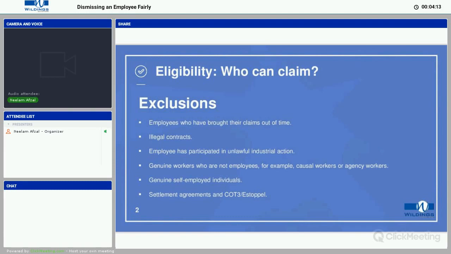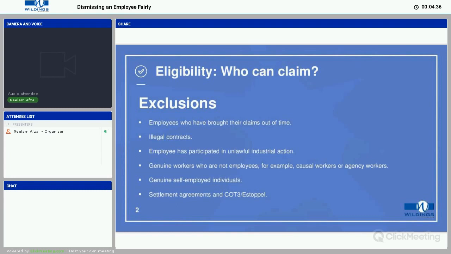Employees who are working under illegal contracts cannot pursue claims for unfair dismissal, an example being somebody who's here in the UK who doesn't have employment status but is working. So that would be an illegal contract. And then there are the obvious ones: individuals who are casual workers or agency workers or self-employed, who can't bring these claims.